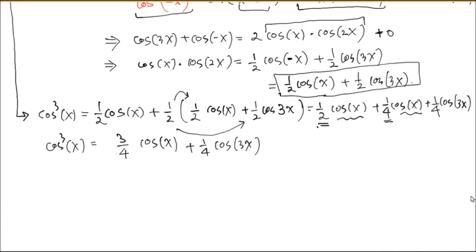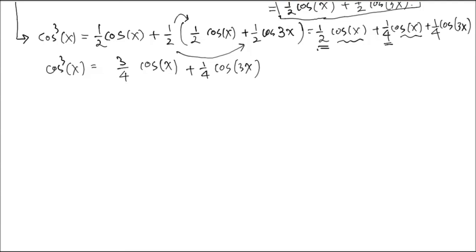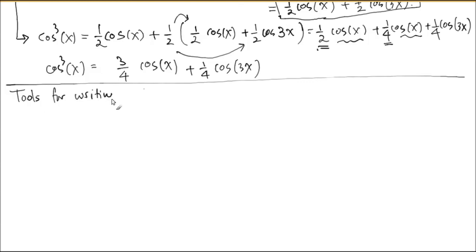So let me summarize on the next page, and I'm going to ask you to do sine cubed x. Summarize it here. So, tools for writing a trigonometric function, usually the product of any kind of trig function, as a sum of pure waves. All right? What is number one?